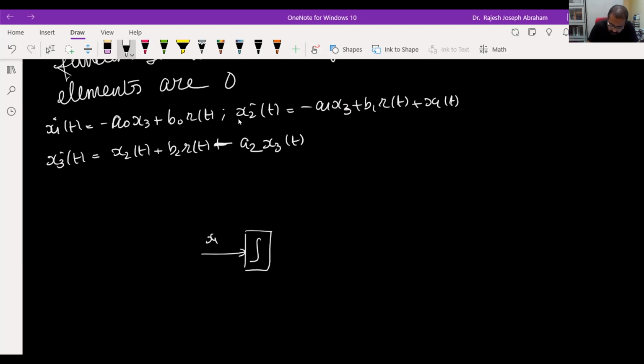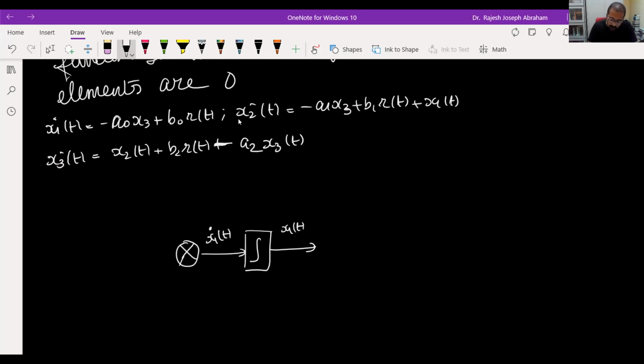This is X1 dot. Okay, so here you will get X1 of t. So X1 dot has an input term, right? So it should be a summing point here. Okay, so we will come to that later. So X1 dot is what? A naught X3 of t plus B naught R of t.